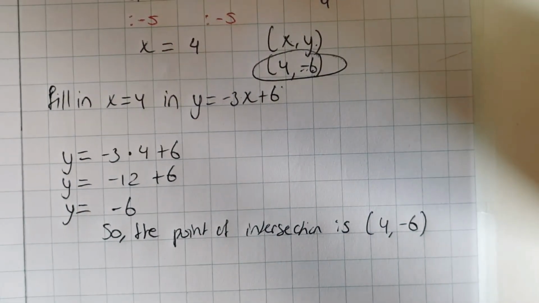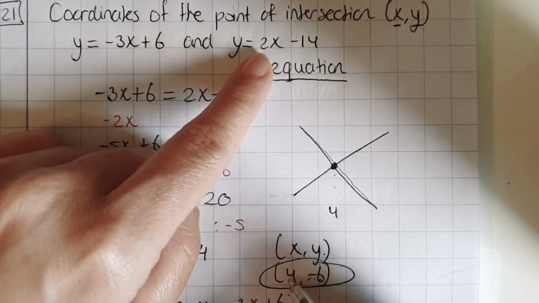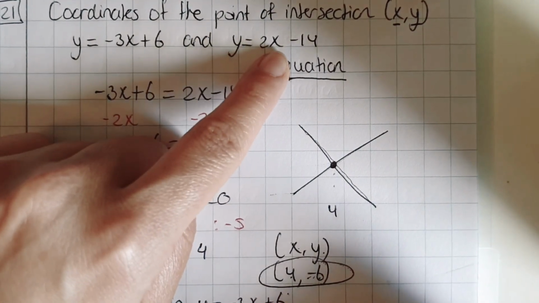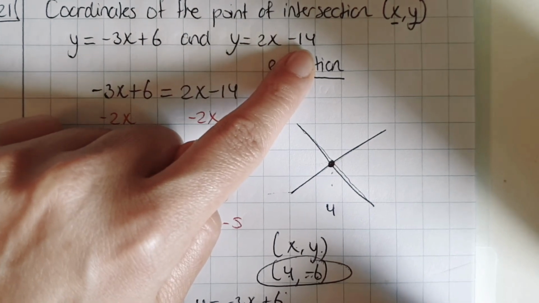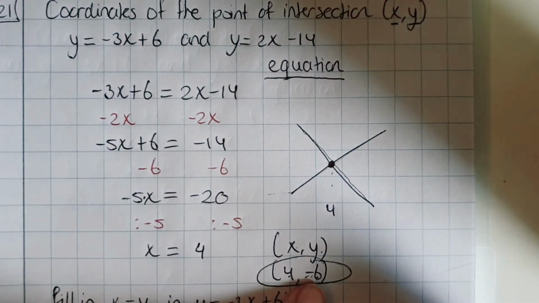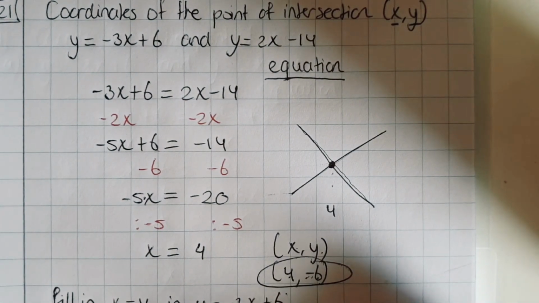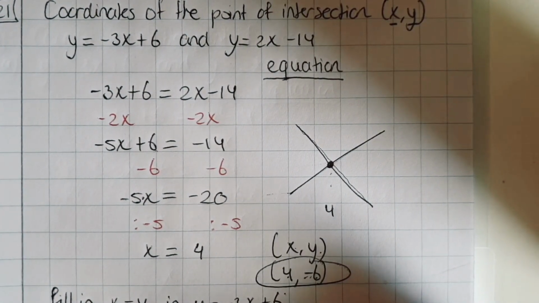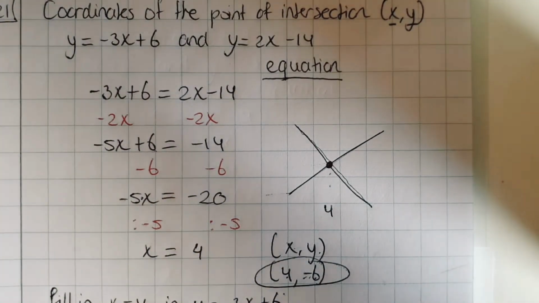Now, if you want to be 100% sure, you can also fill in the 4 in the other formula. Let's have a look. I'm not going to write it down, but I'll just do it in my head. So I'm going to fill in the 4. 2 times 4 is 8. 8 minus 14 is indeed minus 6. So yes, it's the same. It's also minus 6. So if you want to be 100% sure, you just do this in your head or on your calculator real quick to be absolutely sure that you have the right answer.